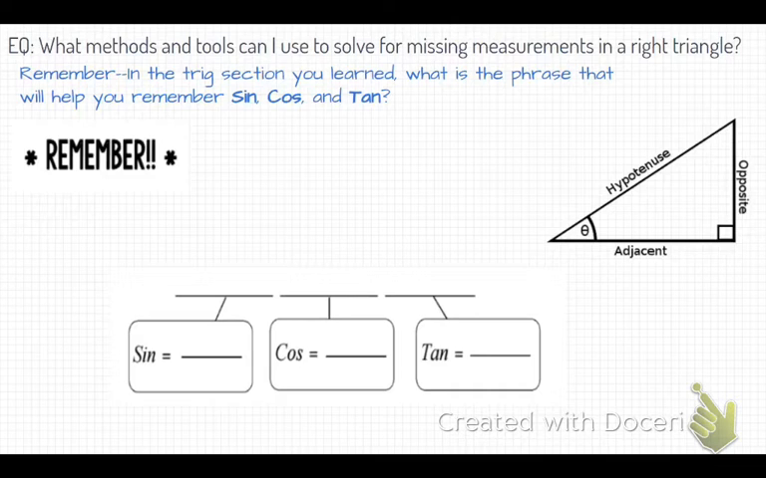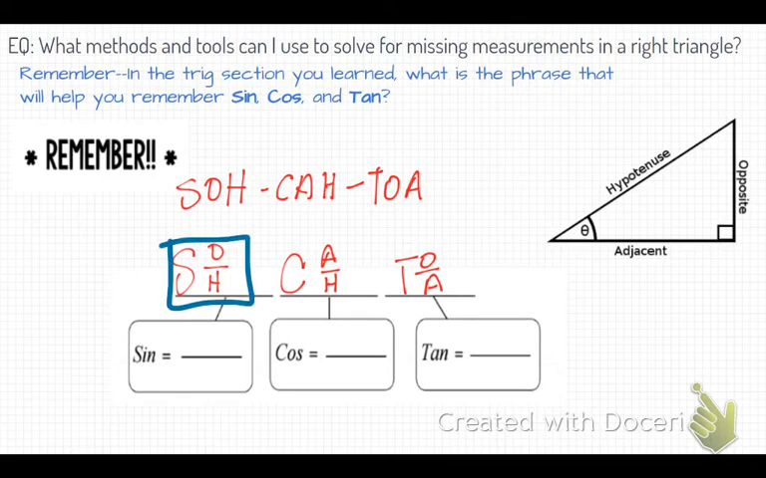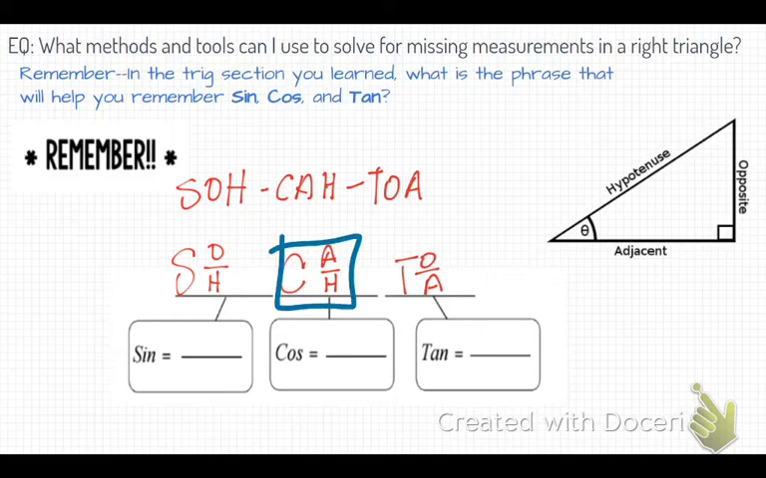Last year you learned about sine, cosine, tangent, yes? What did you learn that helped you remember it? SOHCAHTOA, do we remember that? Do you remember SOHCAHTOA? This is how I like to write it, so that I know what each thing means. So, first I have sine is opposite over hypotenuse, cosine is adjacent over hypotenuse, and finally, tangent is opposite over adjacent. Do you remember learning that last year?